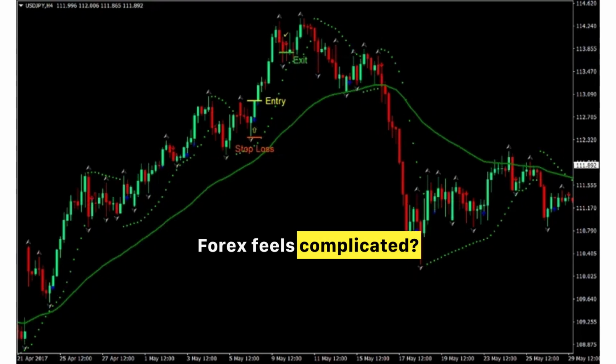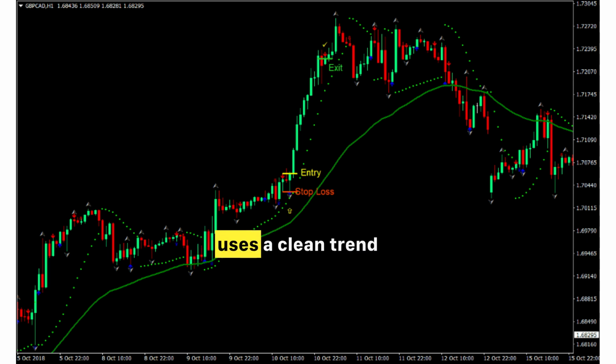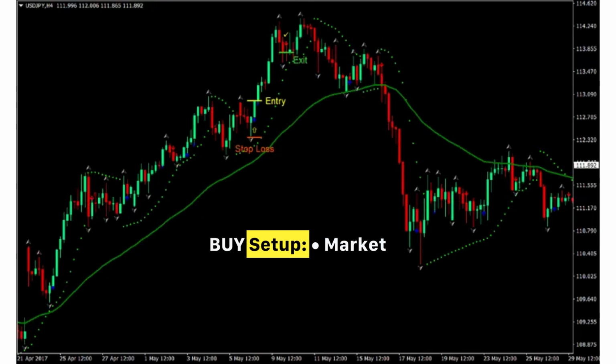Forex feels complicated? This strategy is designed to make trend trading easy, even for beginners. The Easy Trend Strategy uses a clean trend indicator and clear color changes to show you exactly when to buy or sell.